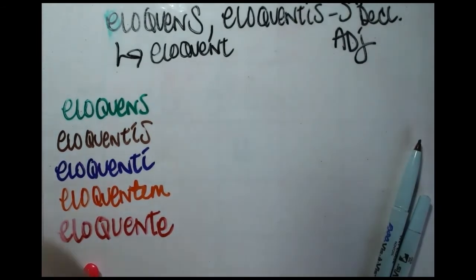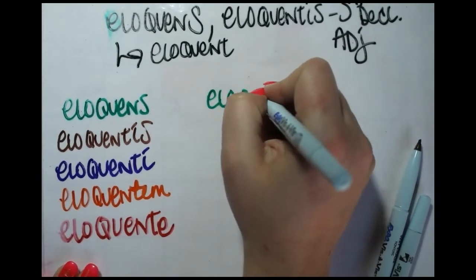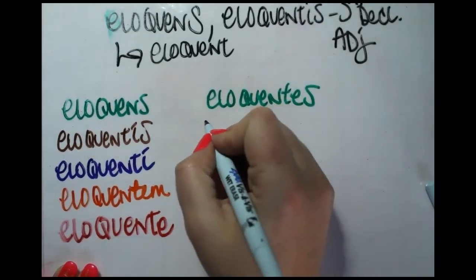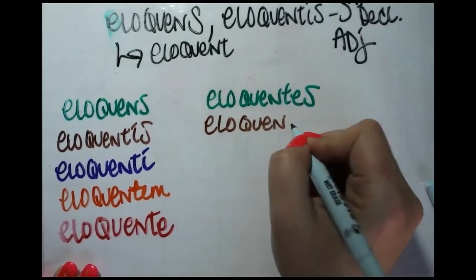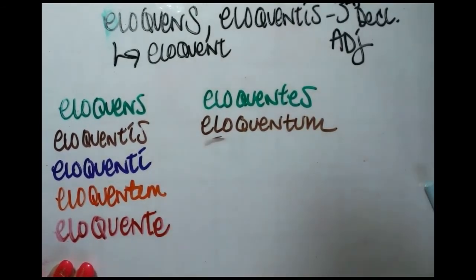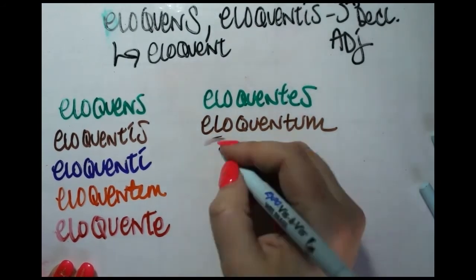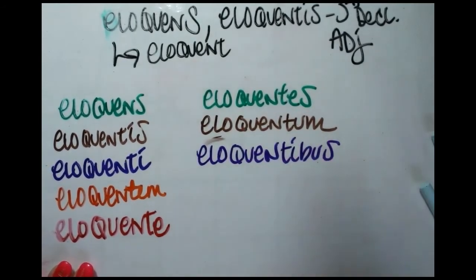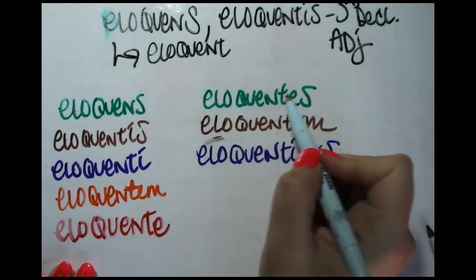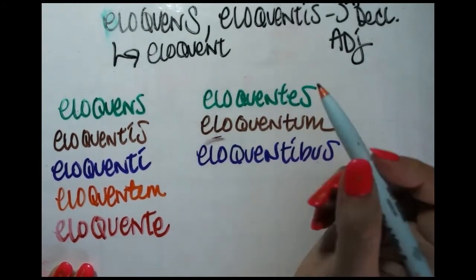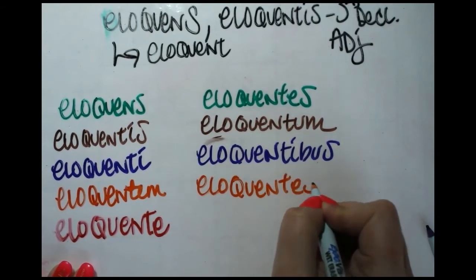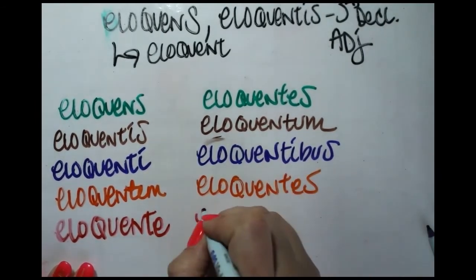All right, in the plural on this side, eloquentes, the eloquent ones. The genitive plural, eloquentum, of the eloquent ones. Eloquentibus, to or for the eloquent ones. And then in the accusative, remember in third declension, you will repeat that nominative form. Eloquentes. In the ablative plural, eloquentibus.